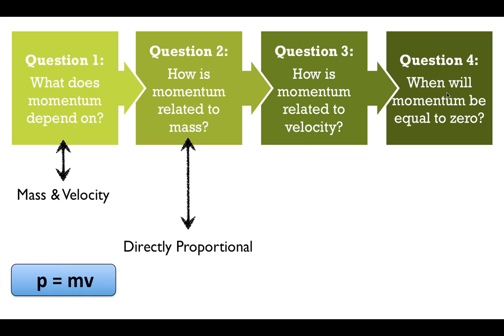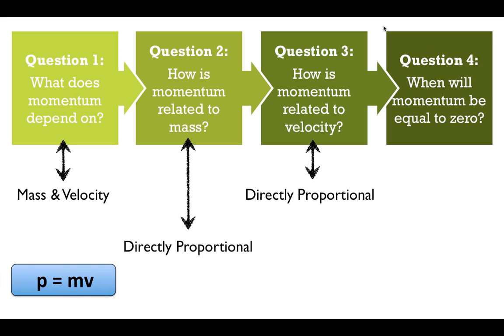Now, also looking at the equation, we'd see if you increase the amount of velocity while keeping the mass the same, the momentum would also have to increase. So in that case, you can see that momentum and velocity are also directly proportional.